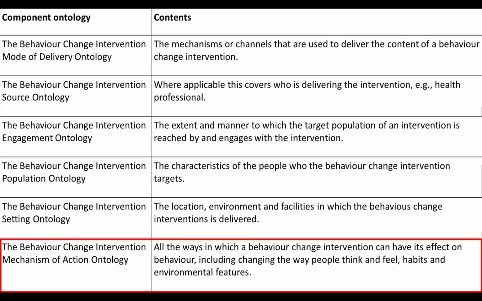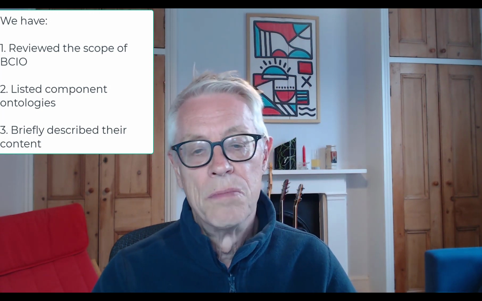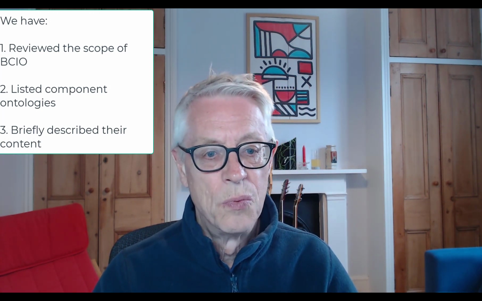And then finally, the mechanism of action ontology, which is a very large ontology covering a lot of the ways in which a behaviour change intervention might influence behaviour, either through, for example, changing emotional processes, or the way we think about things, or the environment in which we find ourselves. So that's the component ontologies within the BCIO. And what we've covered in this brief training module is just reviewing the scope of the BCIO, the component ontologies, and what they contain.